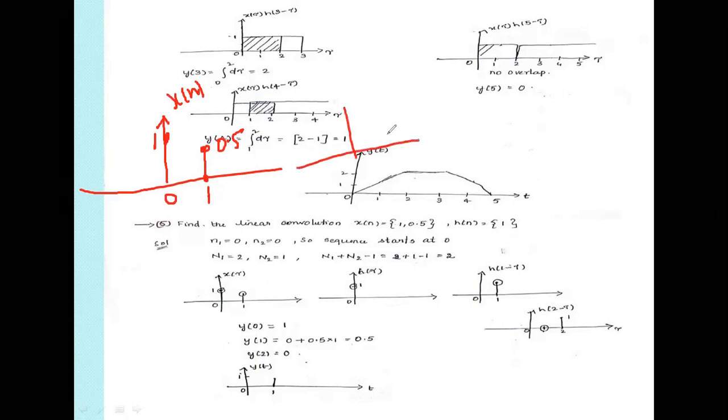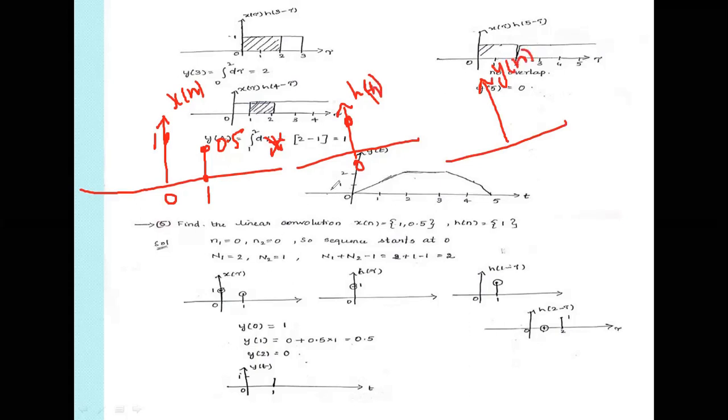h of n is given, with one value. There are two values in x and one value in h. How many values will we get for y after the convolution of these two functions? 2 plus 1 is 3, 3 minus 1 is 2. So we will get two values for y of n.